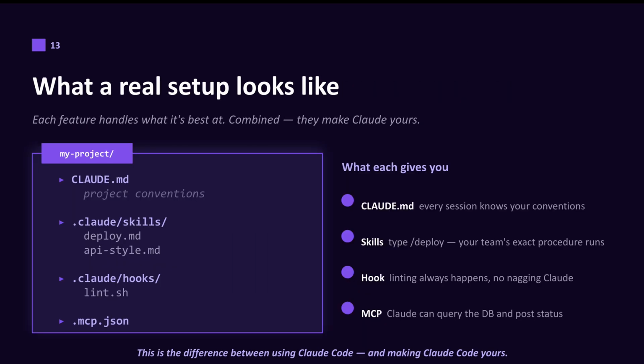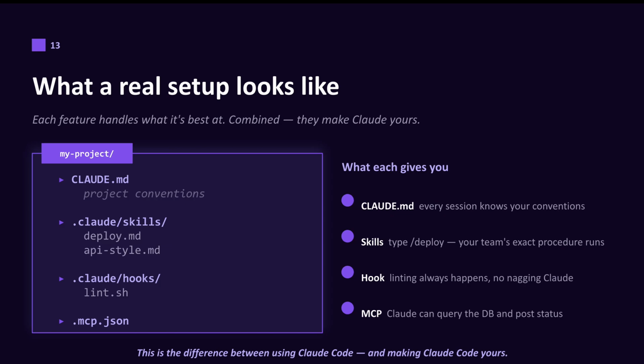Now let's talk about what the real setup looks like. Here's what a real Claude Code setup looks like in a project I am working on. Claude.md at the root with project conventions, a skills folder with two skills, slash deploy as an action skill, API style as a reference skill. A hooks folder with a lint script that runs after every file edit. An MCP config connecting Claude to Postgres and Slack.